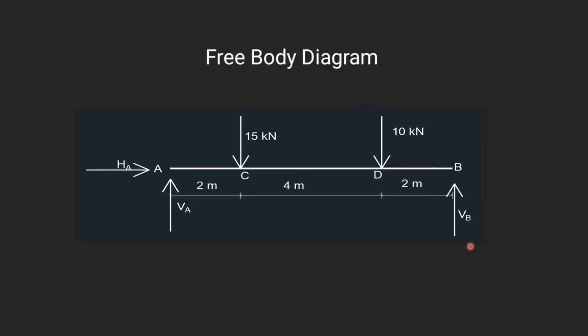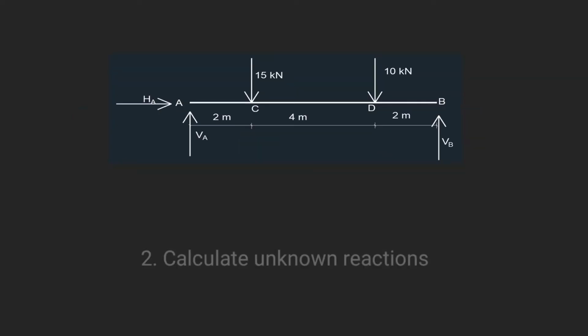So this is our free body diagram. Pinned joint at A is replaced by horizontal and vertical reactive forces, and roller support at B is replaced by the vertical reactive force. Our next step is to calculate the reaction forces and reaction moments at all the supports. For this, we use the concept of equilibrium.